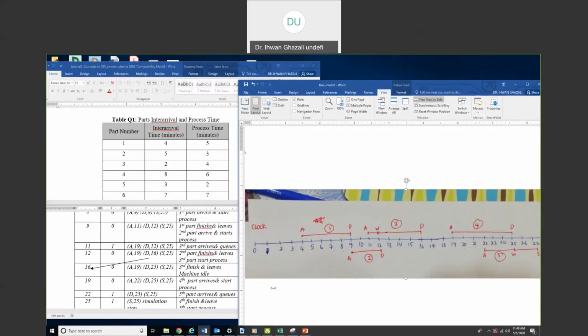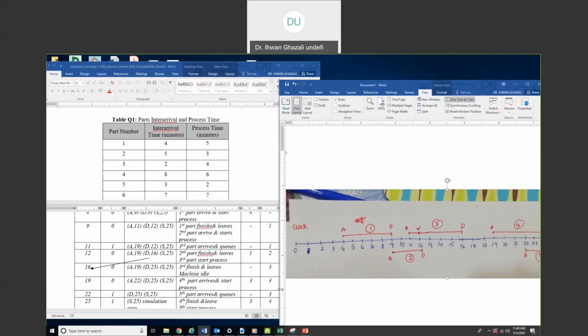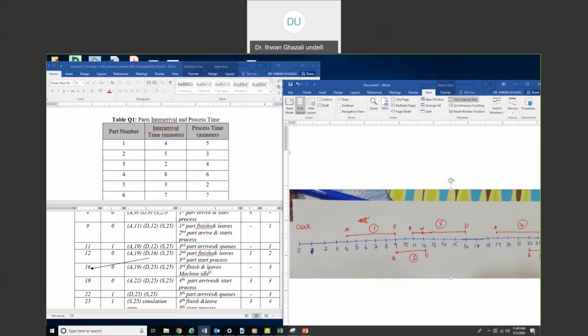Okay. Now we continue. I forgot to explain this. For this activity, the third part finishes and leaves, and then the machine is idle. You can see here, part 3 finishes here and idle for 3 minutes. The machine is still idle for 3 minutes, but this one is still future. Part 3 already finished here, so already 3 parts in total.